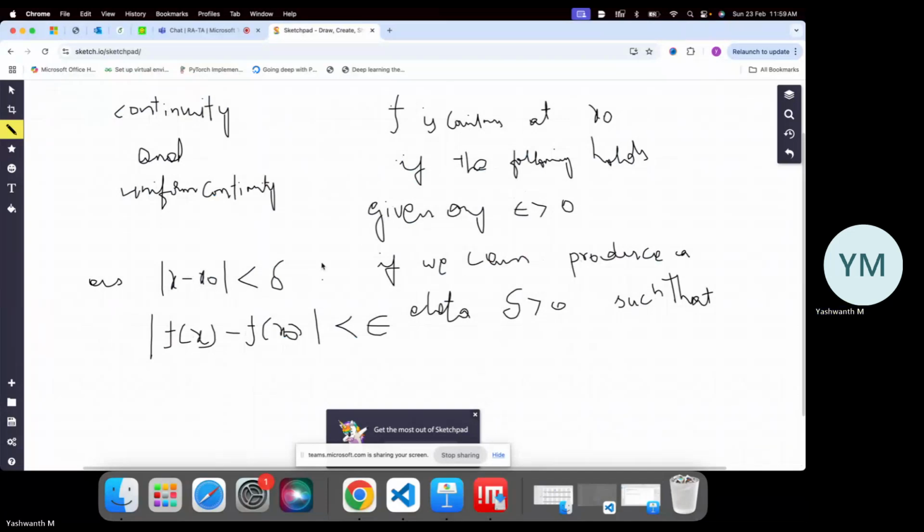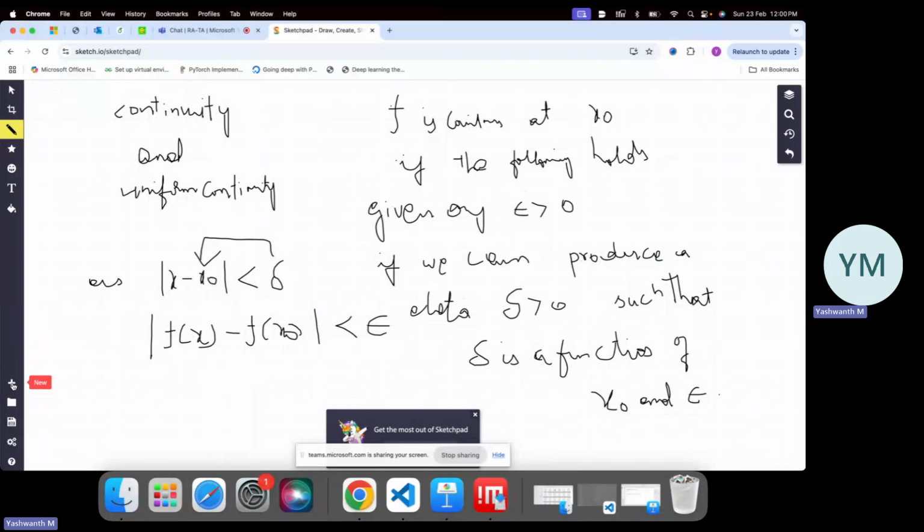So now this delta is very much dependent on epsilon, and it is dependent on x naught. So delta is a function of x naught and epsilon. Okay, so this is the definition of continuity.